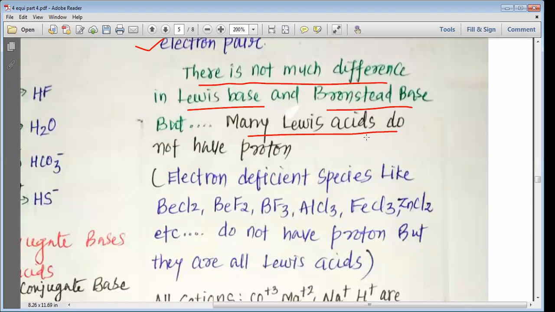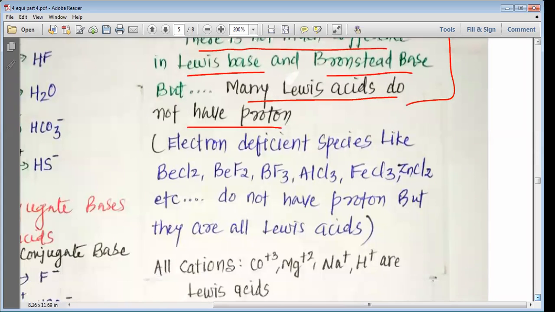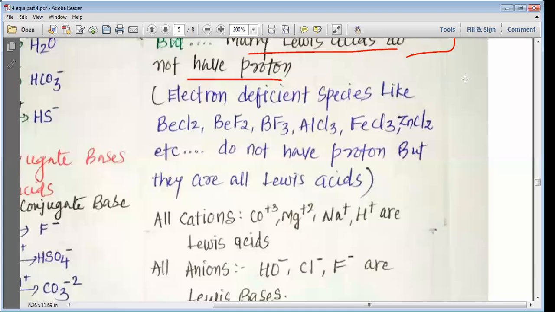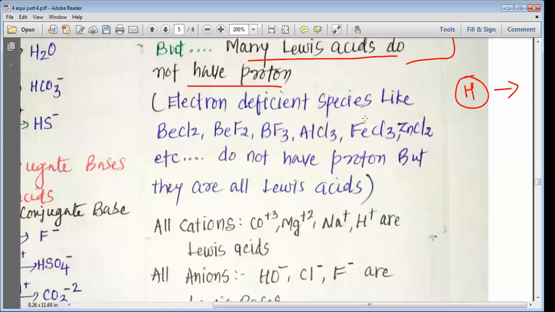But many Lewis acids do not have protons. Please remember that there is not much difference between the Lewis base and Bronsted base, but there are many Lewis acids available which do not have H. In the Bronsted concept, we have seen that an acid is a substance which must have H with it, so that H can be donated and it behaves like an acid. But many Lewis acids do not have H plus. That is what we will understand by example.